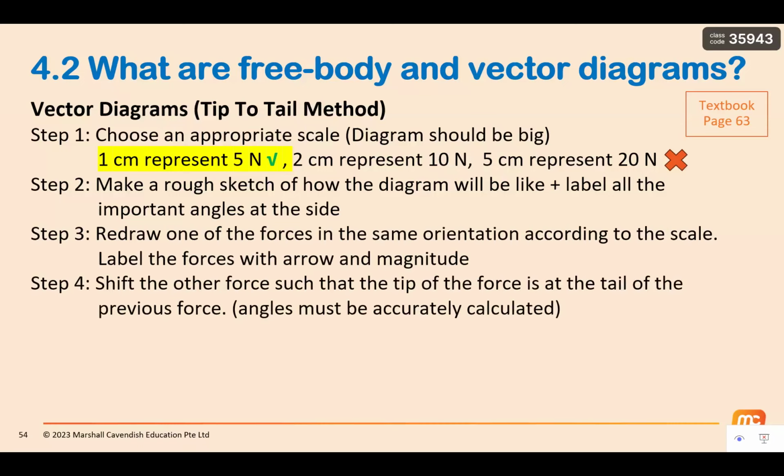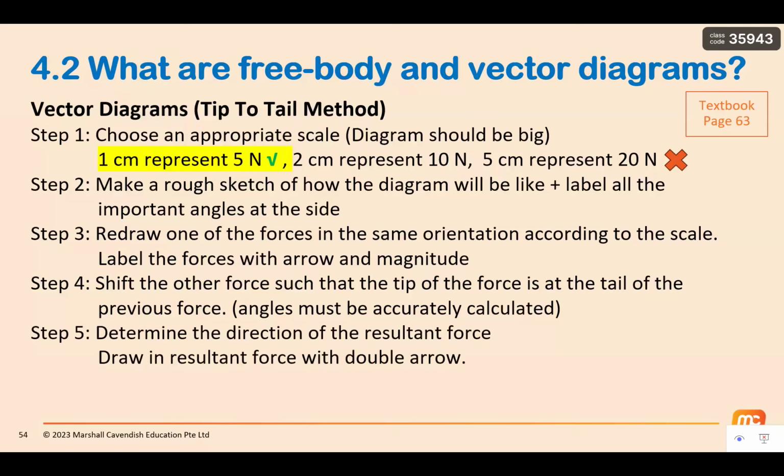And then after that, I need to shift. I only keep one of the forces. The other force, I need to shift it such that the tip of the previous force, or the tip of this new force, is at the tail of the previous force. And the angles must be accurately calculated. Otherwise, your final reading will be wrong.